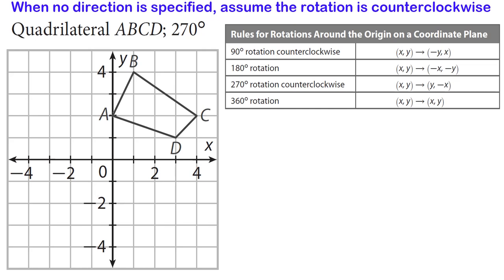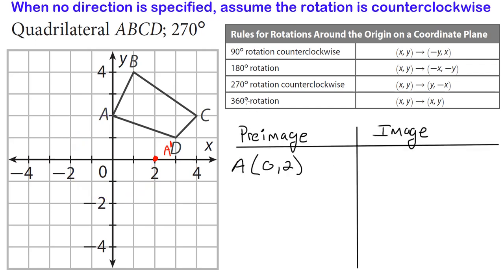So if we take a look at point A here, it is on positive 2 on the y-axis. If I move 1 90-degree step, that puts me on -2 on the x-axis. If I move another 90-degree step counterclockwise, that puts me on -2 on the y-axis. And my third 90-degree step counterclockwise to complete my 270 degrees, that puts me on +2 on the x-axis. And that is the location of my new point, A prime.